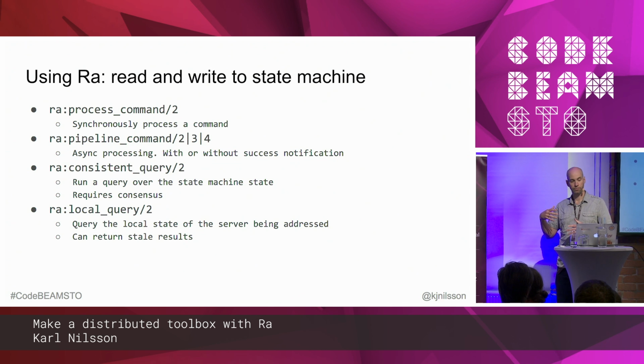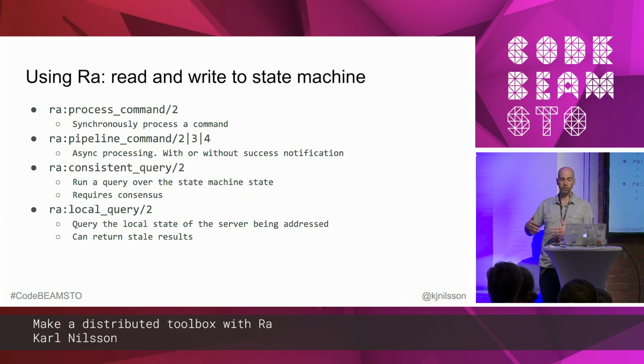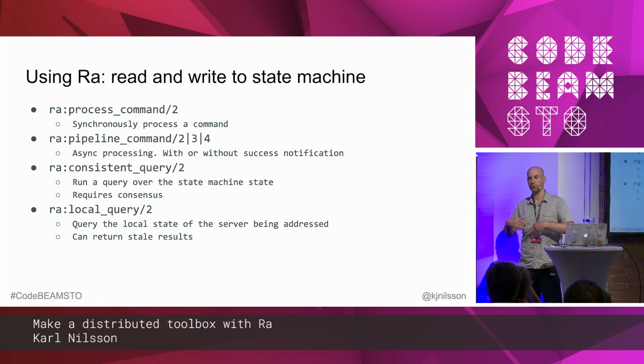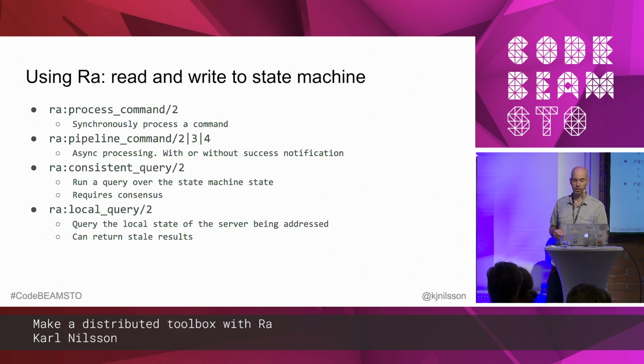The first one is the process command, which allows you to synchronously process a command against a cluster. It's the equivalent of a call, so it has high latency because it will do all that replication stuff. It will make sure it's on disk, make sure you've got a quorum replying before the state machine changes, and only then will it return from the process command call. So that's a slow way, but the easy one to try.